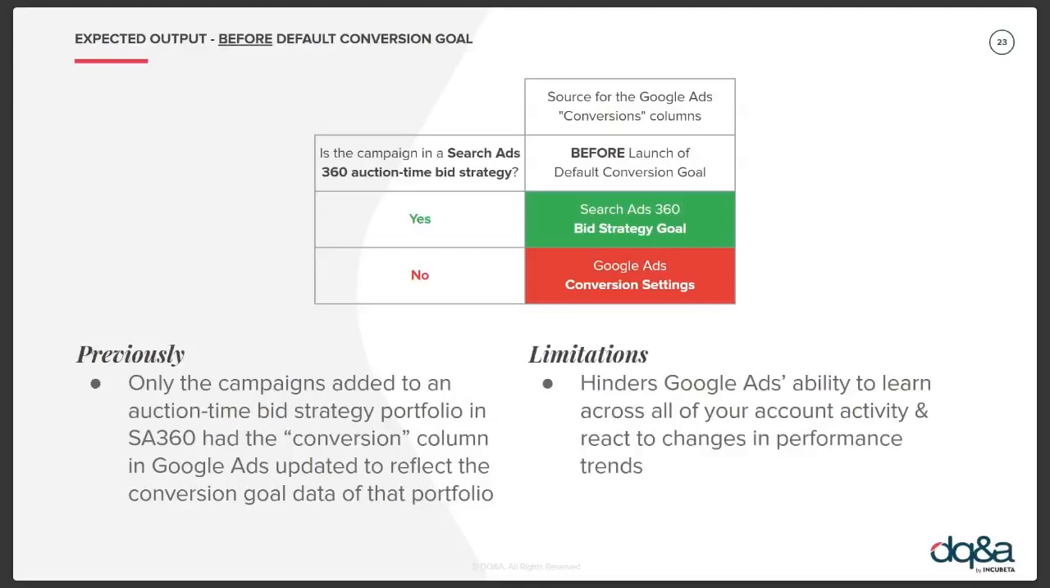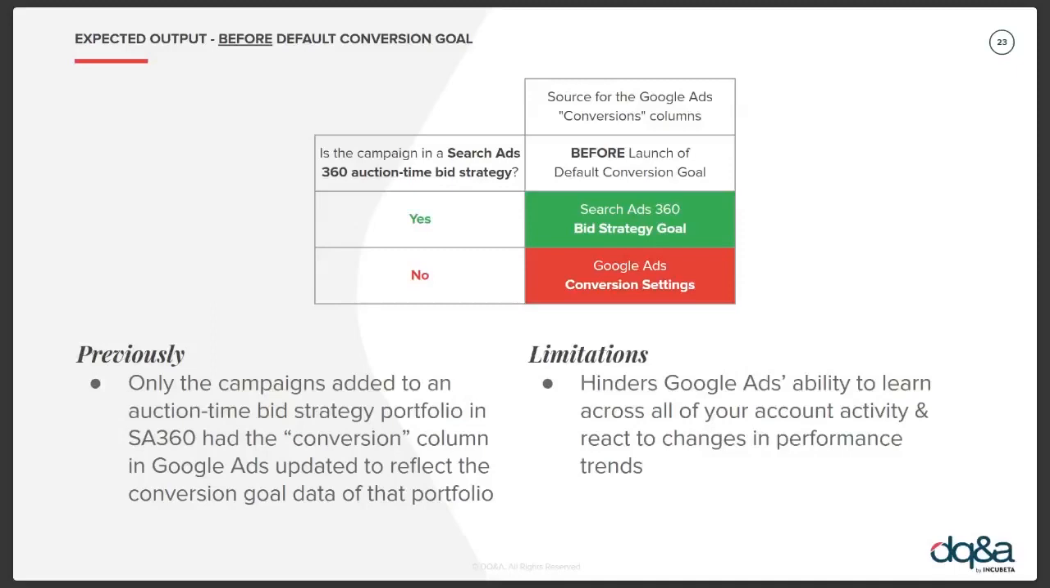So what happened before default conversion goal was launched? In Google Ads, you would have expected to see, if the SA360 campaign has the auction time bid strategy enabled, then you would see that bid strategy goal pulled into Google Ads. For any campaigns that sit outside of that portfolio, they would have had Google Ads conversion settings. So limitations there from what we've covered so far is you wouldn't get that shared learning from the whole account activity.